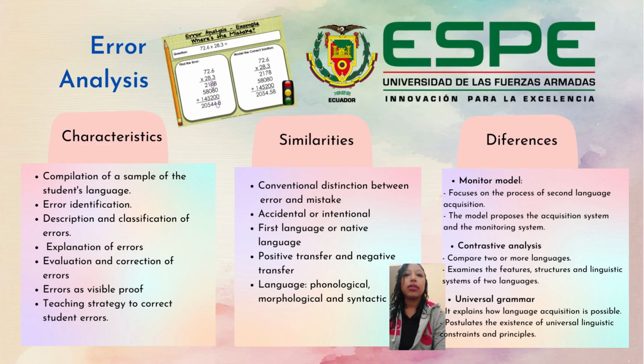In this part, we have the differences. The monitor model focuses on the process of second language acquisition, and the model proposes the acquisition system and the monitoring system. Contrastive analysis compares two or more languages and examines the features, structures and linguistic systems of two languages. And universal grammar explains how language acquisition is possible, and the existence of universal linguistic constraints and principles.